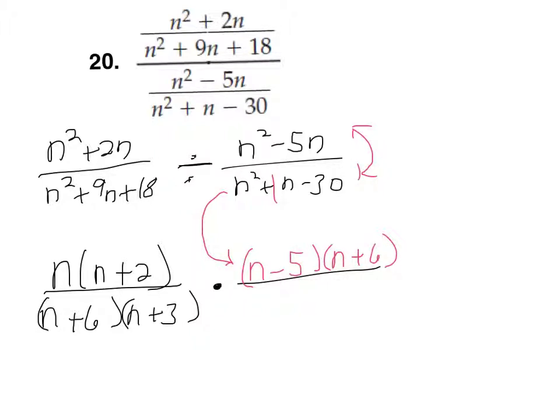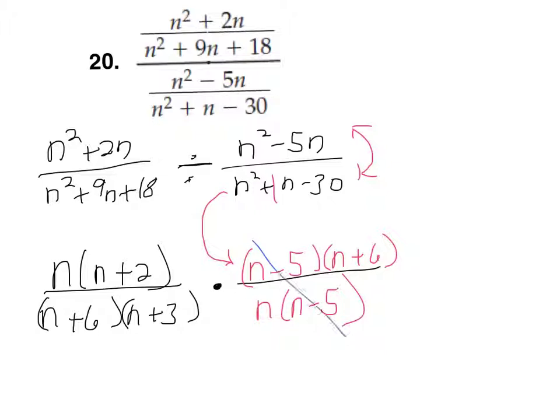And on the bottom, I'm going to have n squared minus 5n. Can I factor that at all? Yeah, we can do a GCF of n. And then I would have n minus 5. All right, the hard part is over. Now for the fun part where we get to cancel anything that is the same on top as on bottom.